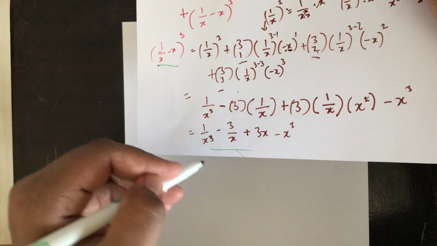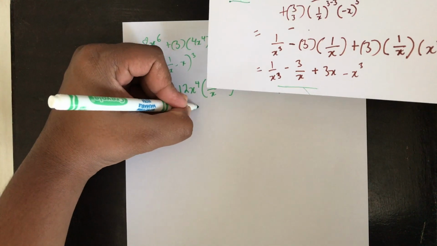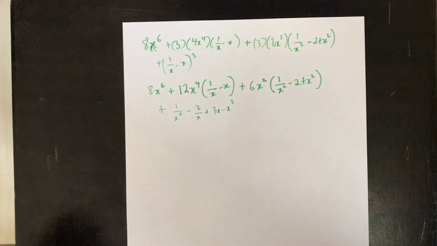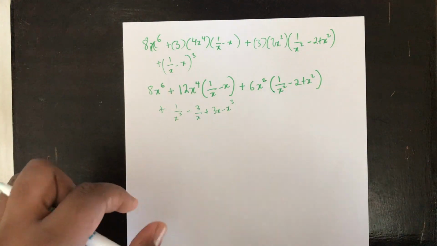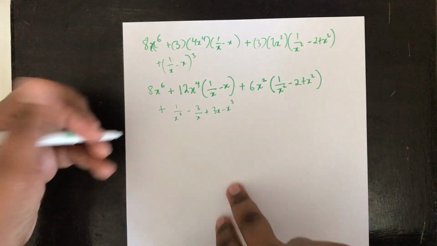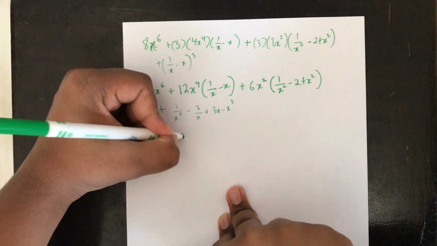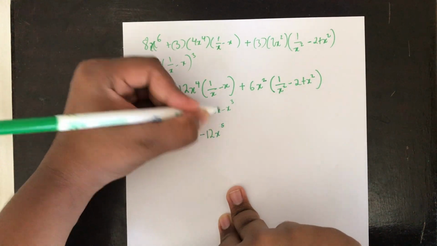So this is the same as this. So 1 over x cubed minus 3 over x plus 3x minus x cubed. So that's what I have. And from there on, I'm just going to be expanding stuff and I'm just going to solve for the answer. So I've got 8x power 6. This is going to be plus 12x cubed minus 12x power 5.